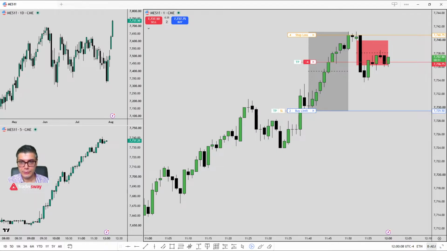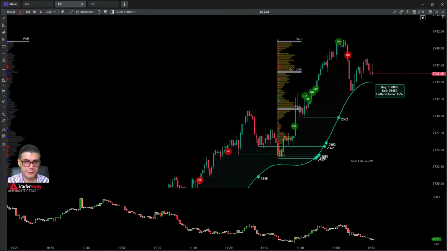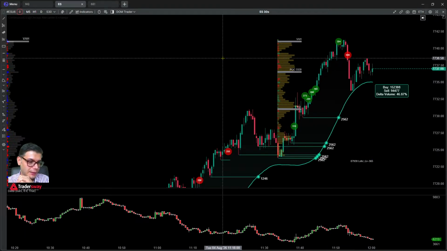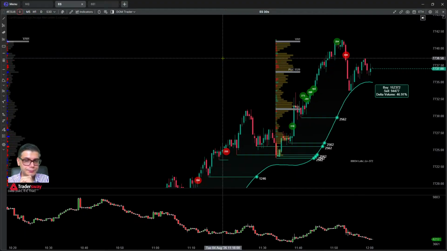But if in the order flow I see the price closes below that volume index average, the green line, I might add to my short position. But if not, and that stop is taken, I will be done for today.